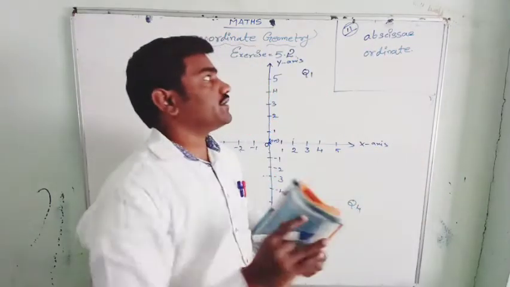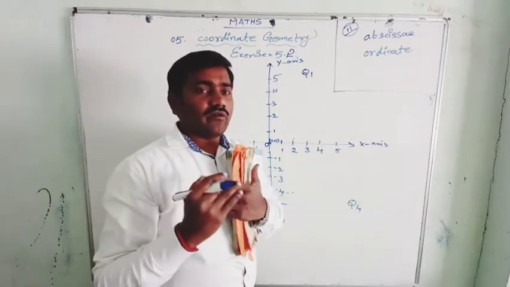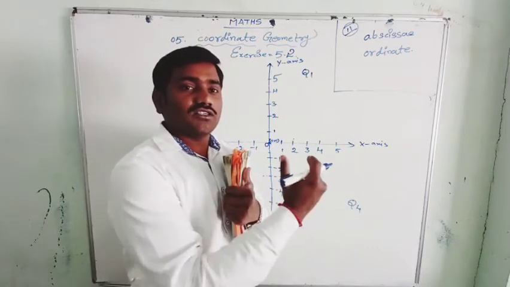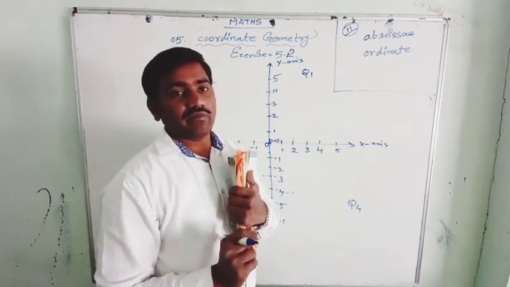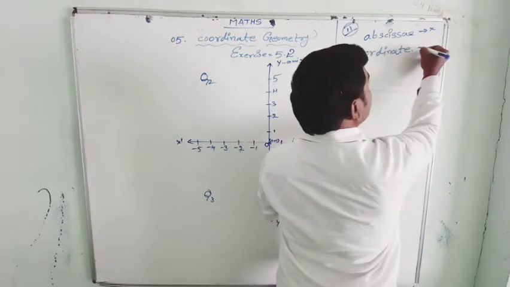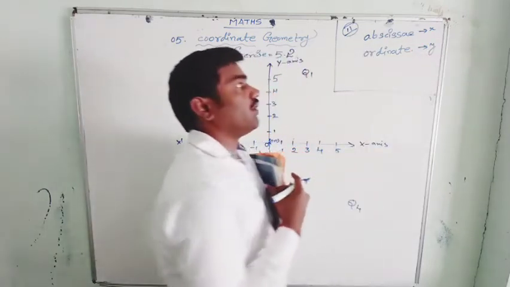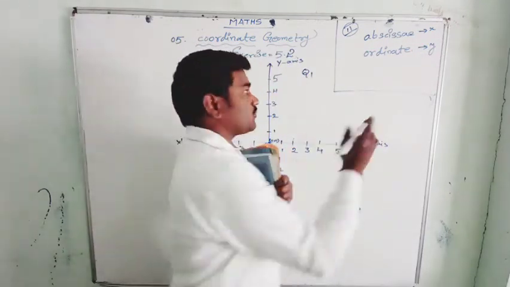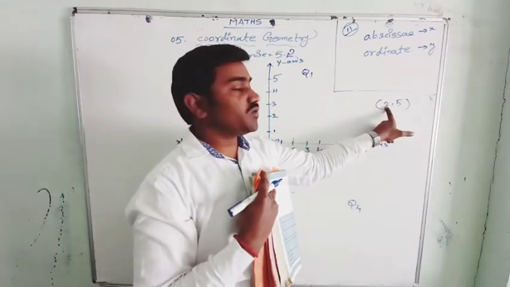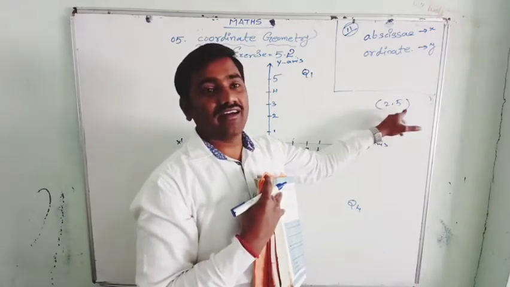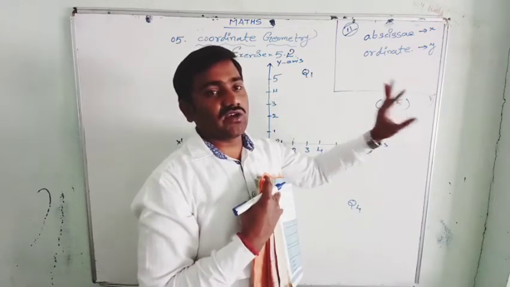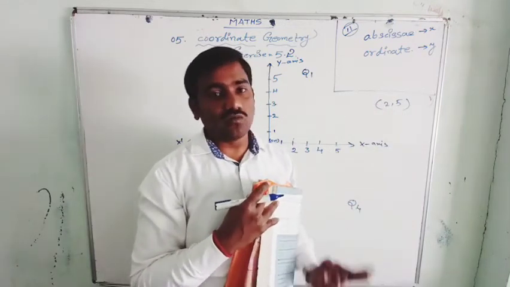Abscissa and ordinate. You shouldn't find these words difficult to remember, because abscissa means the x-axis value and ordinate means the y-axis value. The x value is known as abscissa and the y value is known as ordinate. In every point, suppose a point is given here, the abscissa is 2 and the ordinate is 5. X values are known as abscissa and y values are known as ordinate. Try to remember these two words also.